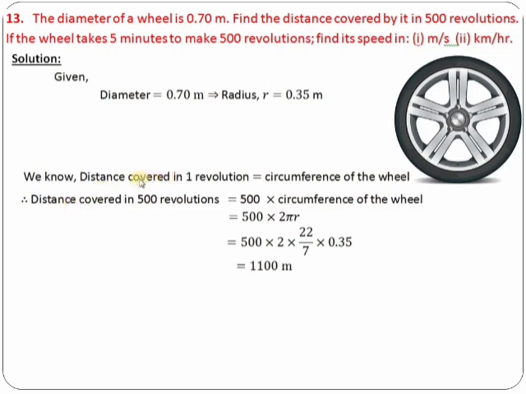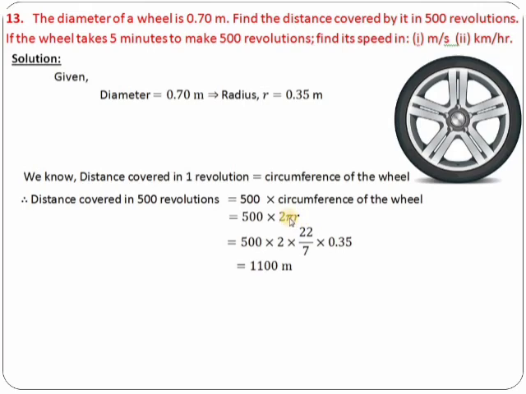If you see, the question is asking you to find what is the distance covered in 500 revolutions. So if the distance covered in one revolution is the circumference of the wheel, then distance covered in 500 revolutions will be 500 times the circumference of the wheel. So we have 500, and circumference is given by 2 pi r.